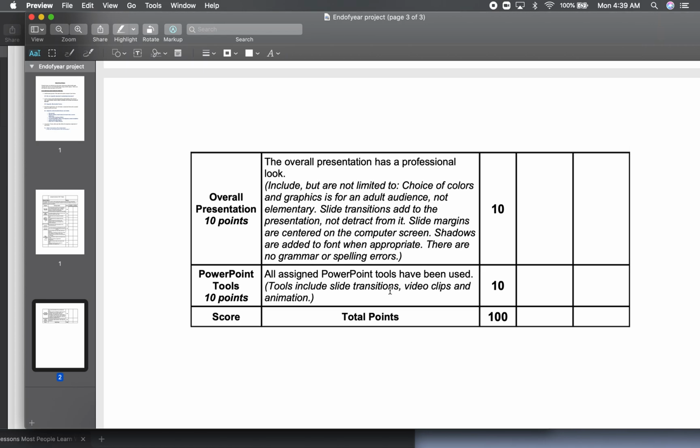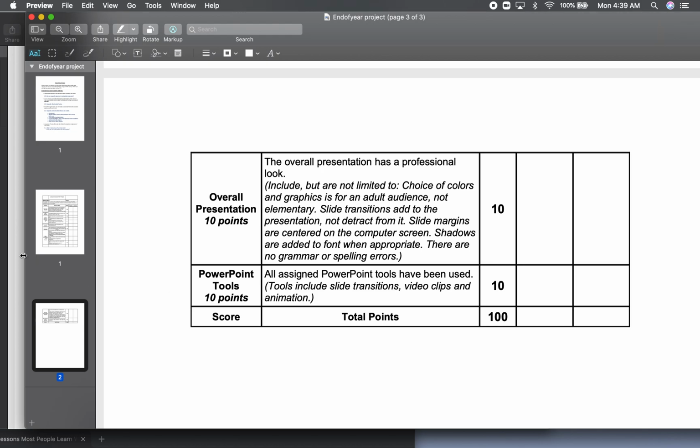And again, your overall presentation, you will be graded on that, and your usage of PowerPoint tools. So if you're using transitions, video clips, animations, we welcome that. You are also being graded on that.